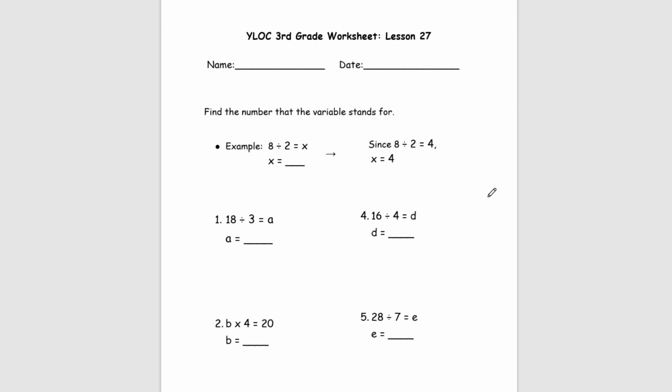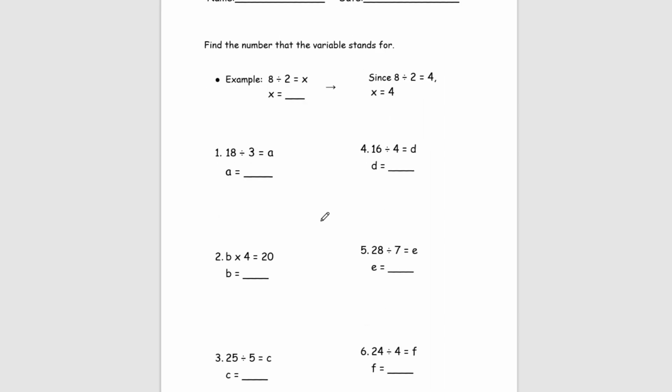And to start off, we'll be finding the number that the variable stands for. Looking at our example here, we have 8 divided by 2 equals x. X equals blank. And our explanation here says that since 8 divided by 2 equals 4, x equals 4. So, this whole page is basically just assuming if you know your times tables already or not.